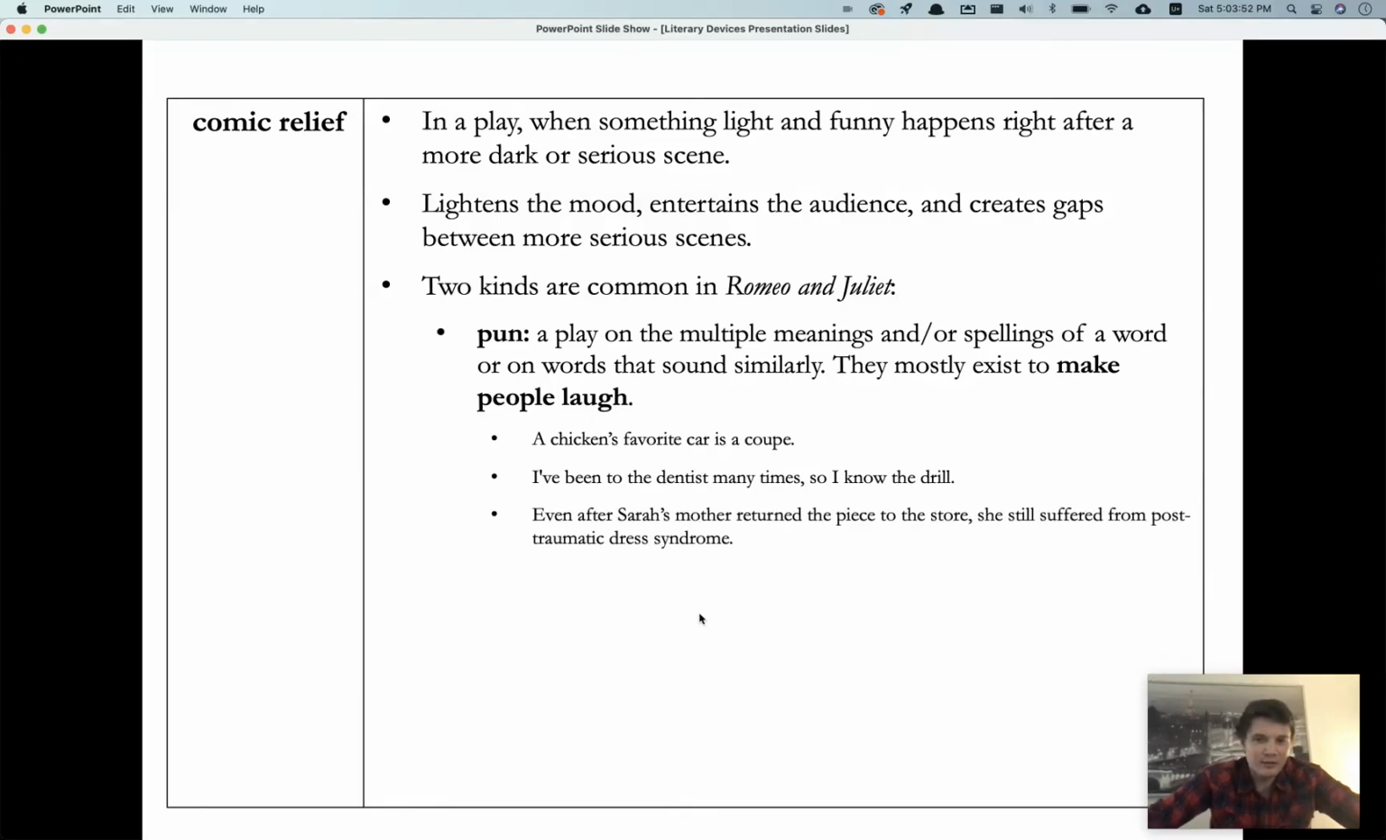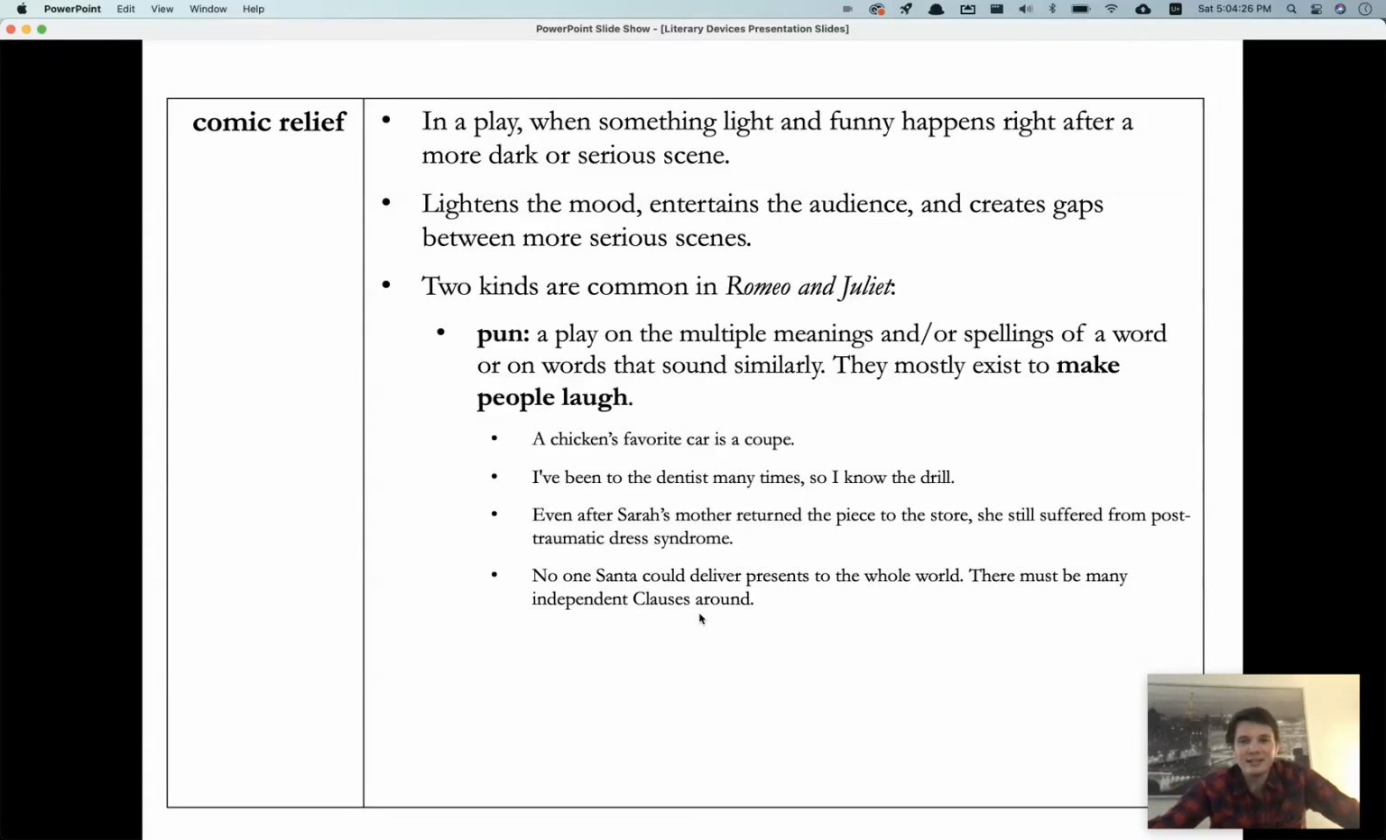Even after Sarah's mother returned the piece to the store, she still suffered from post-traumatic stress syndrome, right? So this is funny because post-traumatic stress syndrome is an actual thing, but it looks like Sarah's mom bought her a dress and she hated it. It was really ugly, so it was triggering, and so it had to be returned. Right? Post-traumatic stress syndrome. Ha. No one Santa could ever deliver presents to the whole world. There must be many independent clauses around.